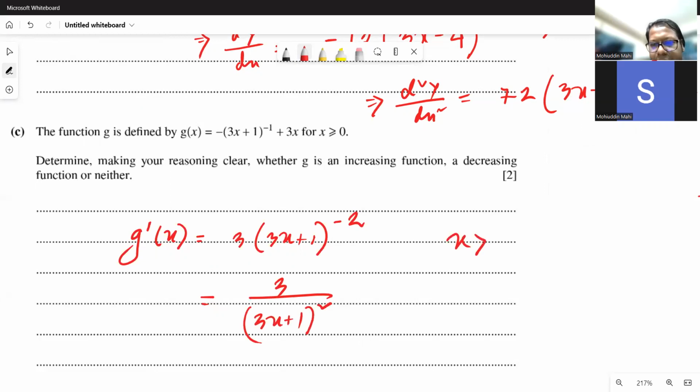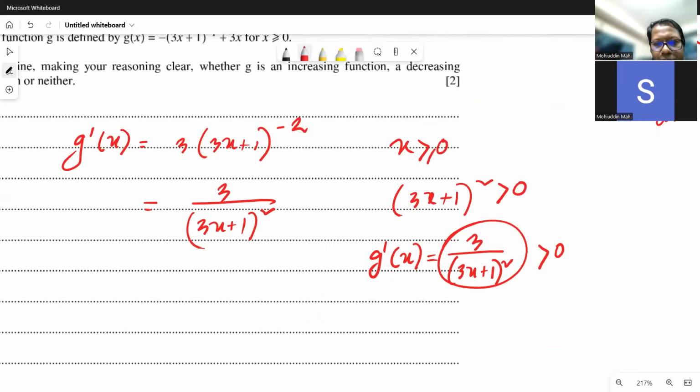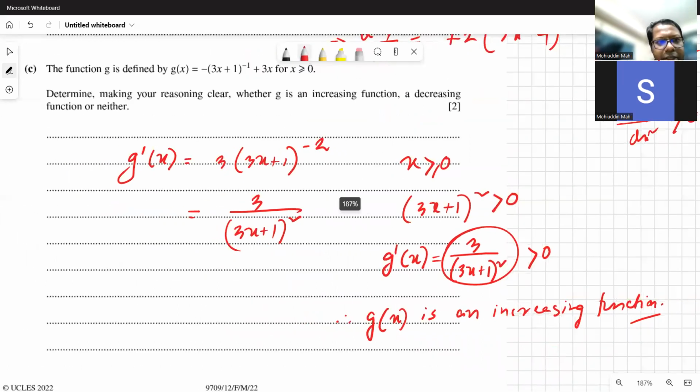Right here, the domain given is x greater than or equal to 0. For x greater than or equal to 0, (3x plus 1) whole squared will also be greater than 0, and g prime x, the first derivative of function g, is going to be positive as well. It's going to be greater than 0 as well. So as the first derivative is greater than 0, therefore g(x) is an increasing function. So we're done with this question and the whole paper as well.